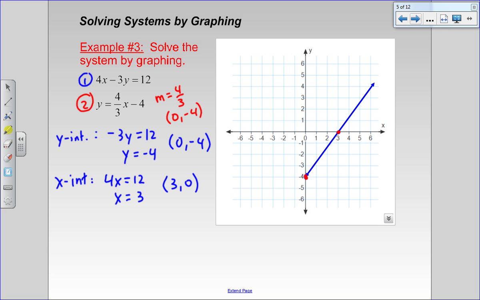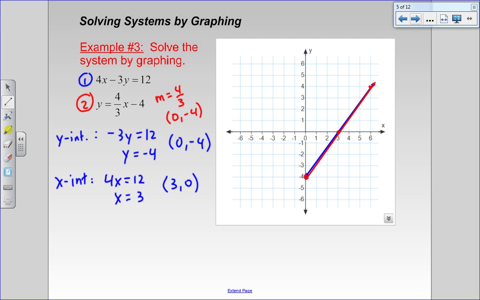And if we count again up 4 and over to the right 3, we obtain another point that appears to be on that same blue line. In fact, connecting these points, we see that the red line and the blue line actually overlap completely. They are, in fact, the same line.